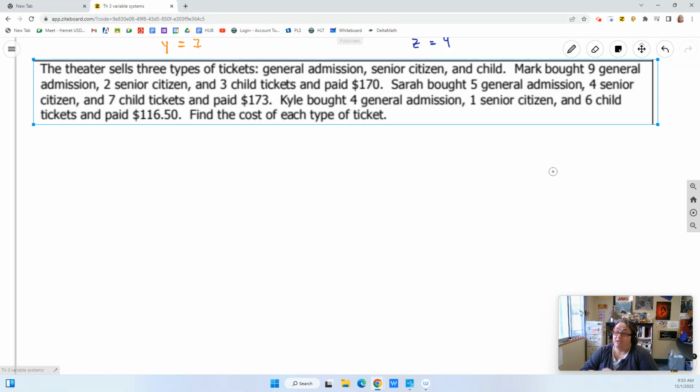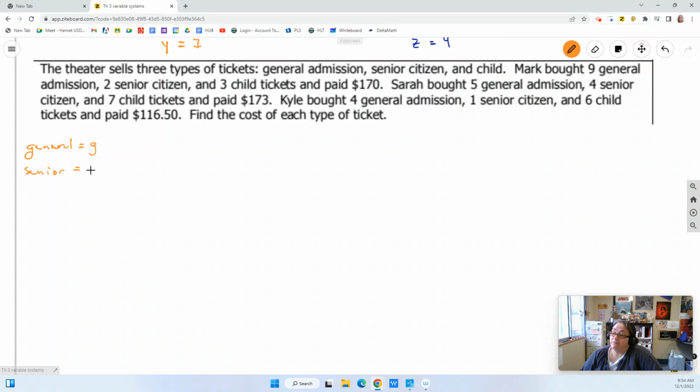So it looks like our variables are going to have to be what types of tickets that we have, right? So I'm going to go ahead and say general admission we'll just call G. The other one is senior citizens. So we'll call it S for senior. We won't call it old people because O looks too much like a 0. Although S looks a little like my 5, so we'll have to distinguish between those two. And the other one is child. So we'll just call child the variable of C.